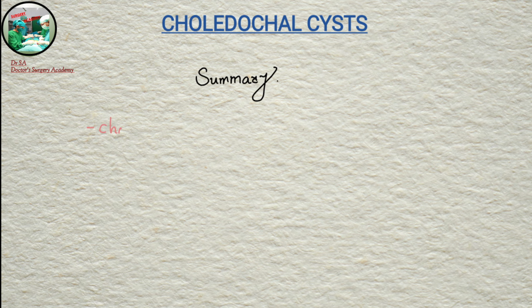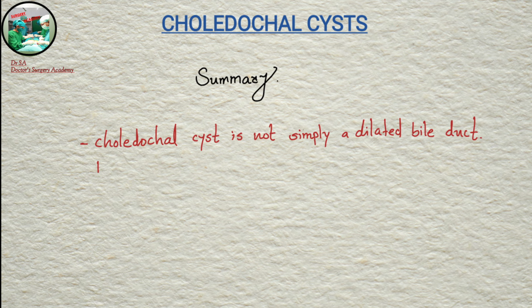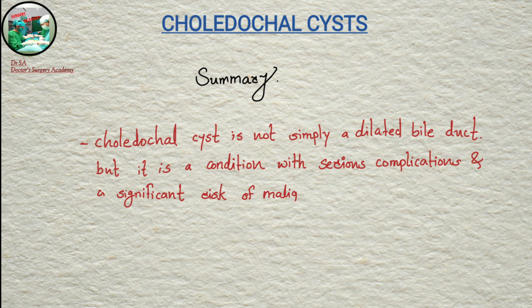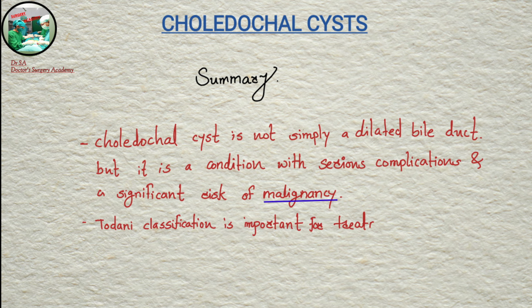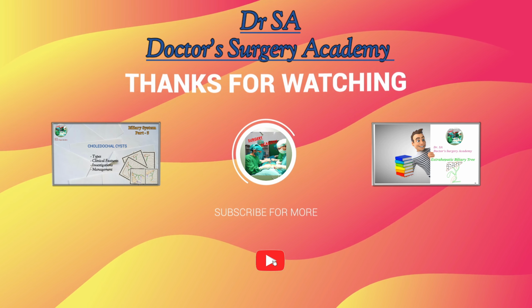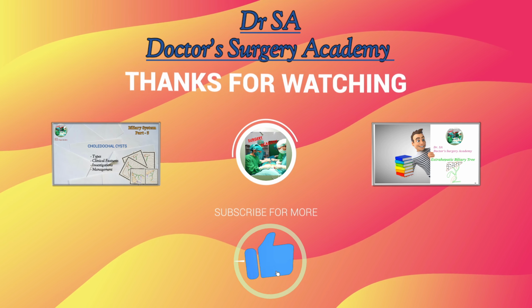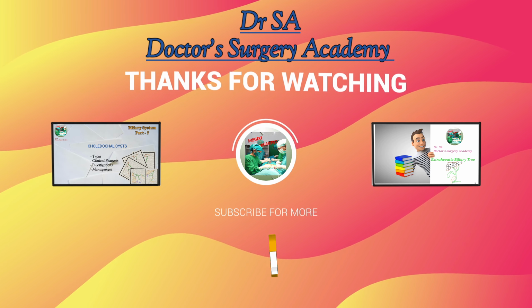So, to summarize, choledochal cyst is not simply a dilated bile duct. It is a condition with serious complications and a significant risk of malignancy. Understanding the Todani classification is essential because the type of cyst directly influences its management. I hope this video helped you understand choledochal cyst in a simple and practical way.